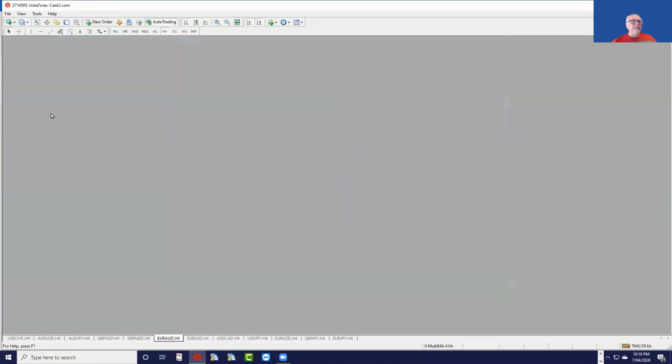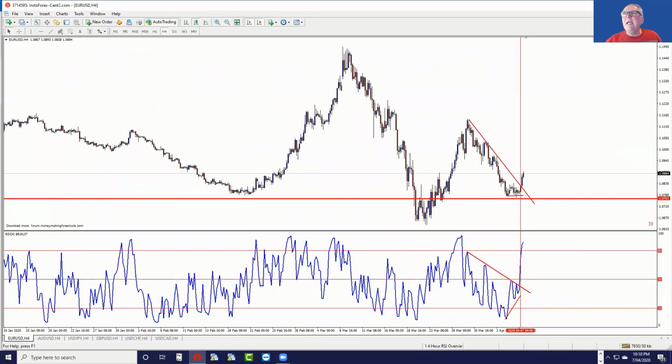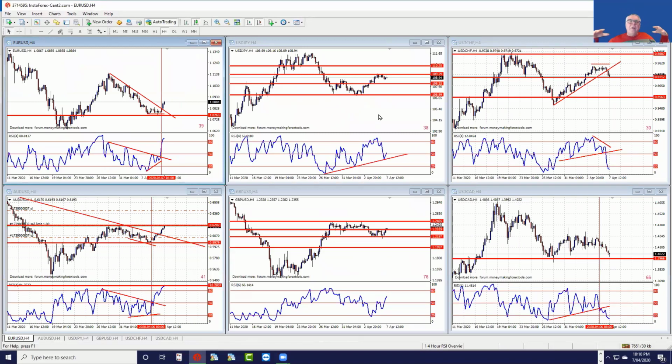Now, I've made a change to my charts here. You might have noticed, instead of having 12 charts in one go, I have 6 charts. So I've got two 4-hour sets of charts and 2 daily sets, and I think they display a lot better on the screen than the 12, which had a little bit too much detail in them.